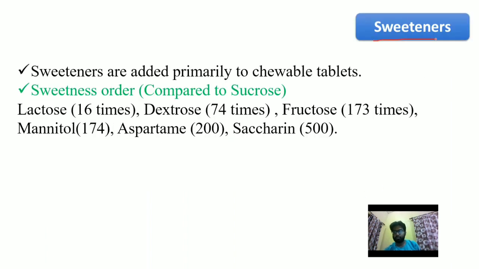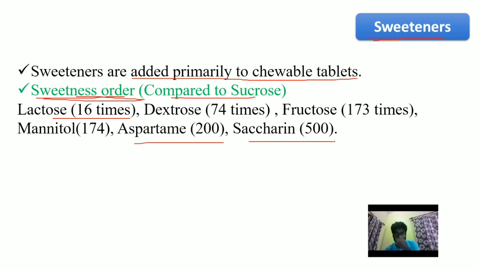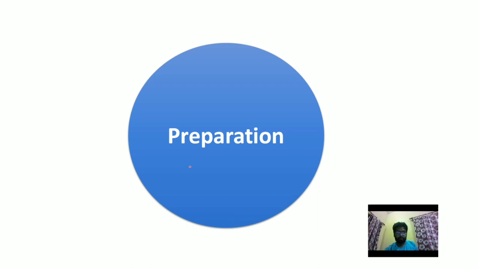Then coming to the sweeteners. Sweeteners are used primarily in chewable tablets. Okay, and sweetness order is very important, compared to sucrose. See, lactose is 16 times sweeter than sucrose, aspartame is 200 times sweeter than sucrose, and saccharin is 500 times sweeter than sucrose.